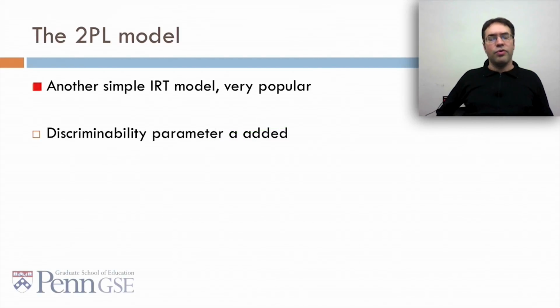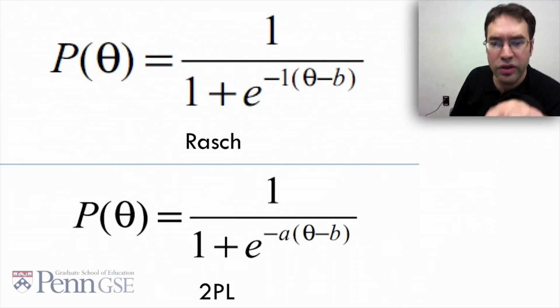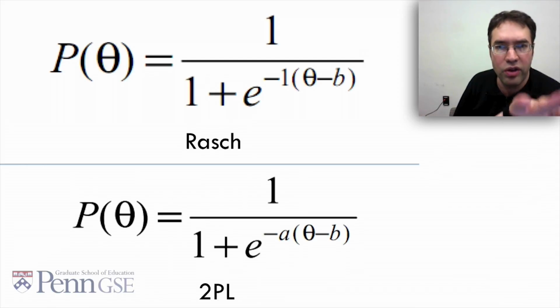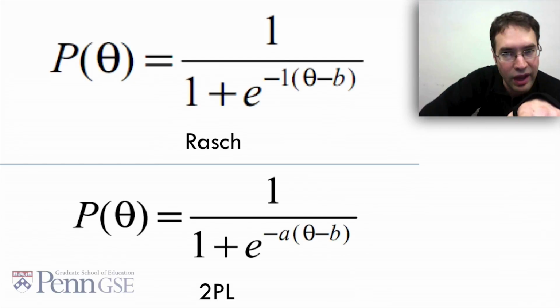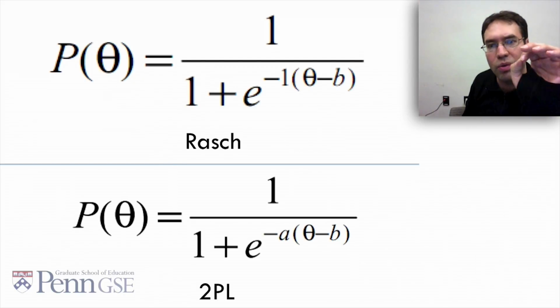Another simple IRT model that's pretty popular is the 2PL model. In this one, there's a discriminability parameter A added. If we look at the Rasch, we can see that the 2PL model is exactly like the Rasch, except that the -1 in the Rasch becomes a -A. So if you have a 2PL model where A equals 1, it's the Rasch model.